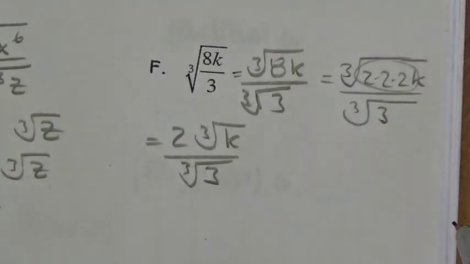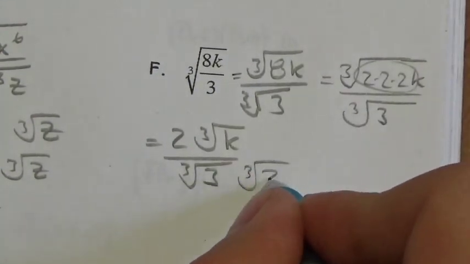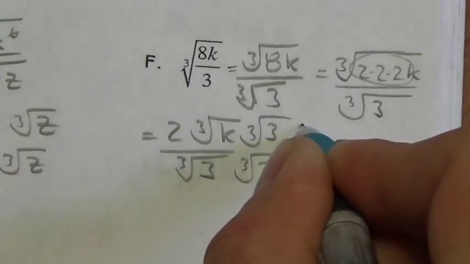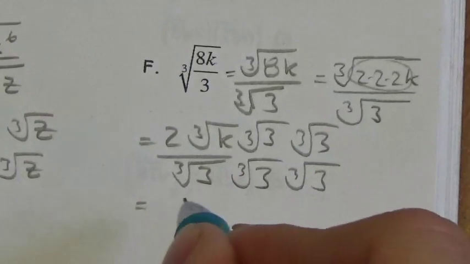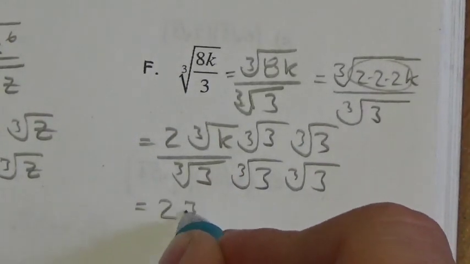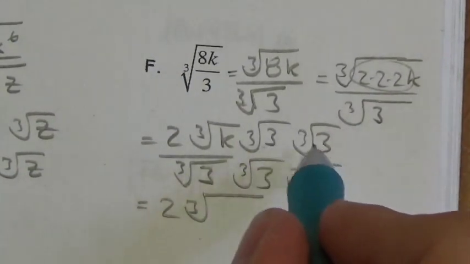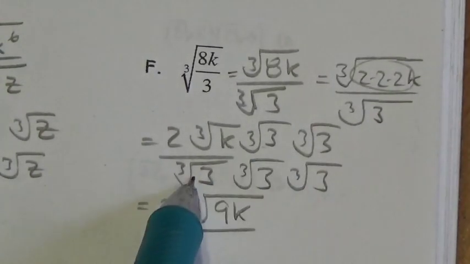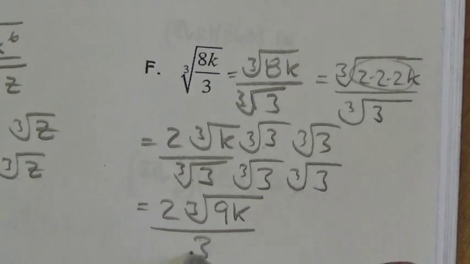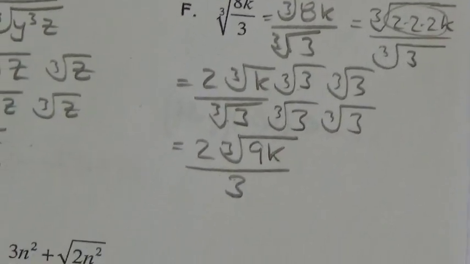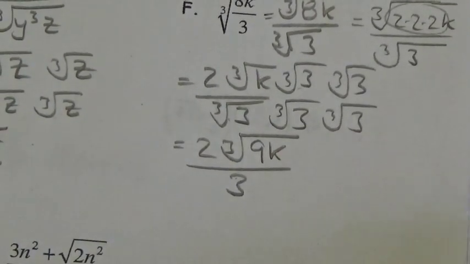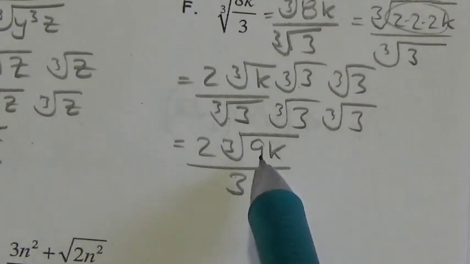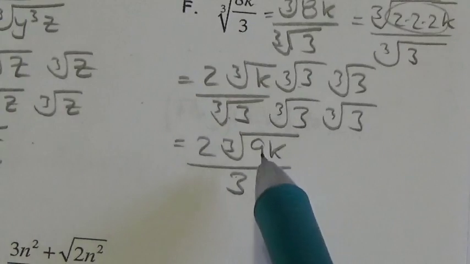Now there's a cube root of 3 down here, so I've got to put cube root of 3 in the numerator and denominator, but I need 3 of them in the denominator. So this will end up becoming 2 multiplied by the cube root. Well, there's 2 3's there, so it's going to be 9k. And then in the denominator, the cube root of 3, cube root of 3, cube root of 3 gives me a 3. And there you go.